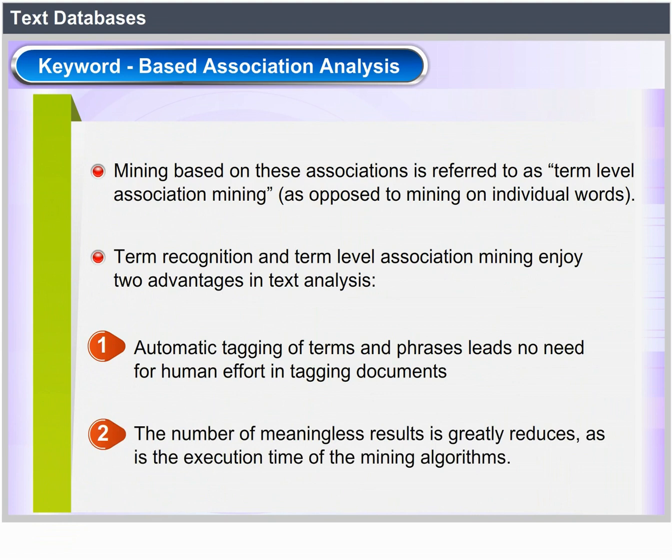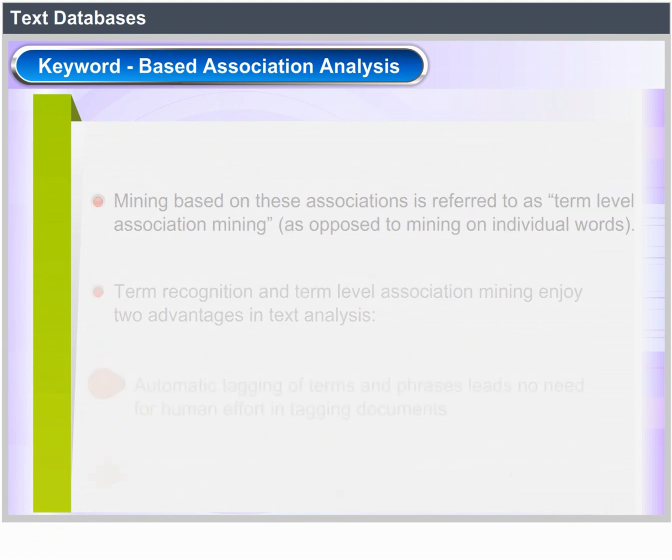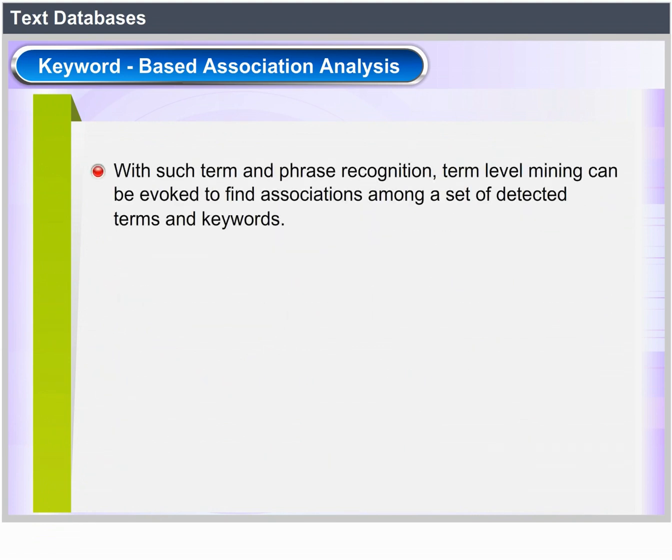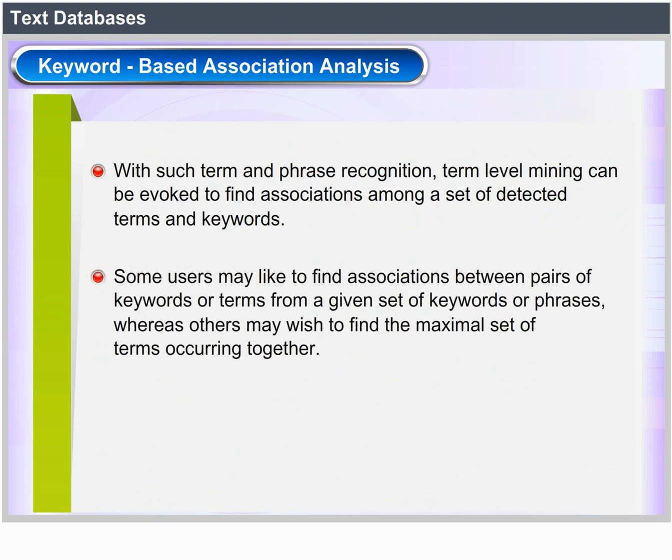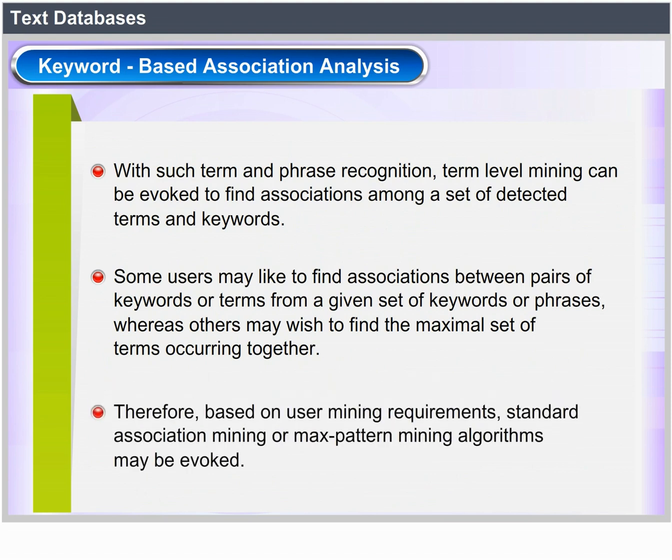With such term and phrase recognition, term-level mining can be invoked to find associations among a set of detected terms and keywords. Some users may like to find associations between pairs of keywords or terms from a given set of keywords or phrases, whereas others may wish to find the maximum set of terms occurring together. Therefore, based on user mining requirements, standard association mining or max pattern mining algorithms may be invoked.